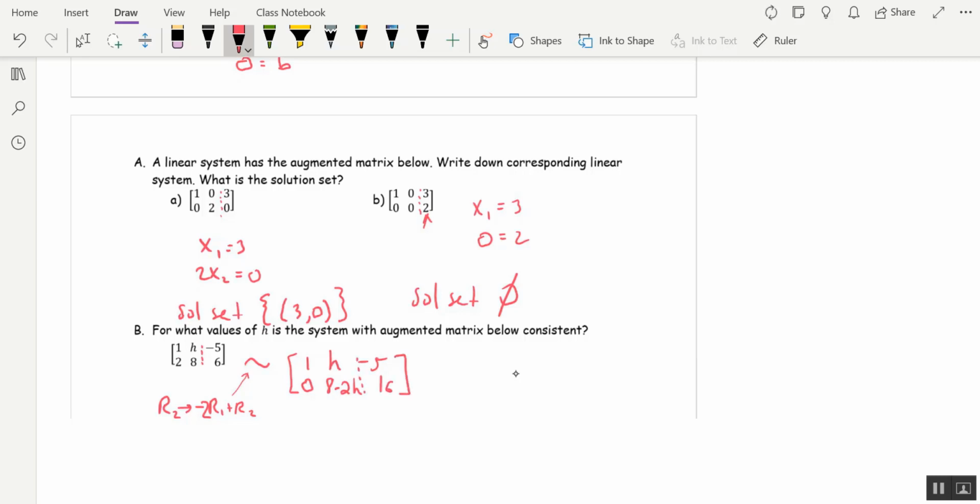Okay. For what values of h is the augmented matrix below consistent? We don't have to worry about the top row because that has a 1 here, so I'll never get 0, 0 equals negative 5. That can't happen. But on the second row, I could have 0, 0 equals 16. If h is 4, then I'll have 0, 0 equals 16. So what I need for consistency is h not to be 4. We're going to do some more of those in the next section. All right, and that's the end.